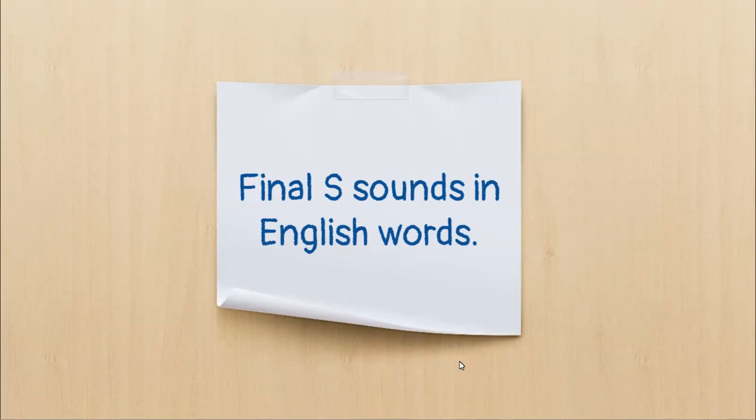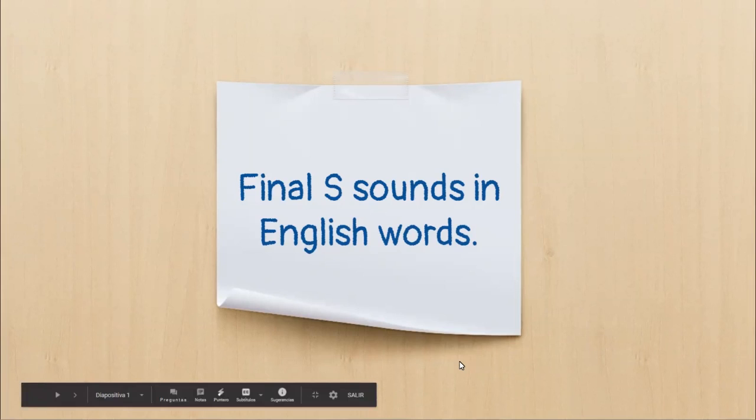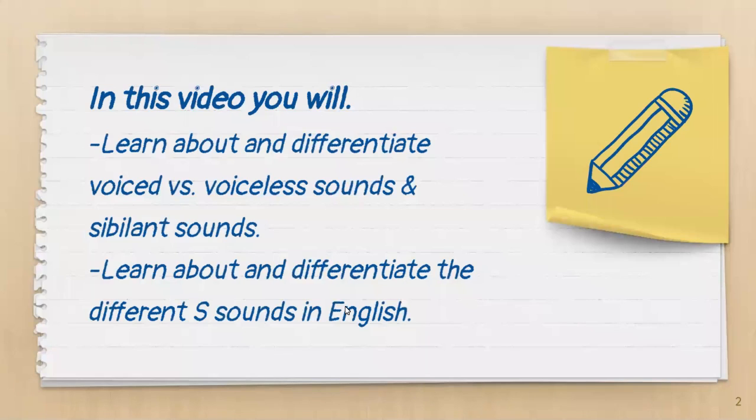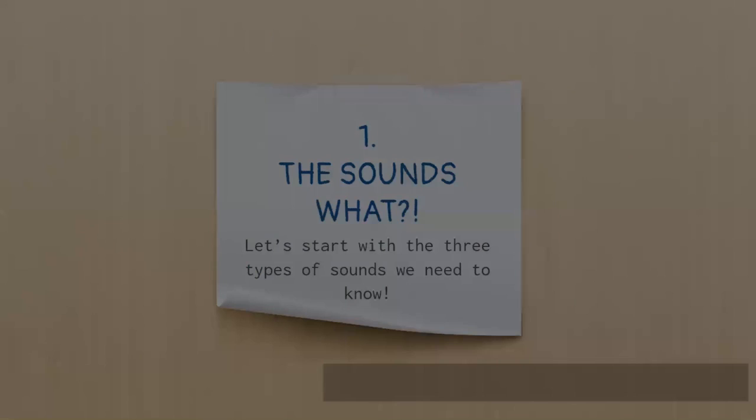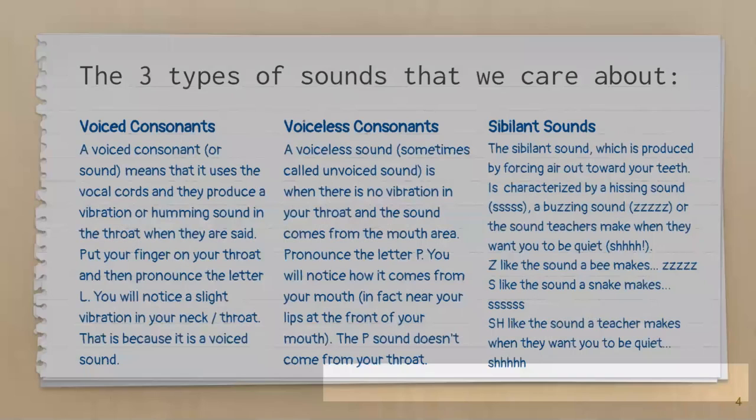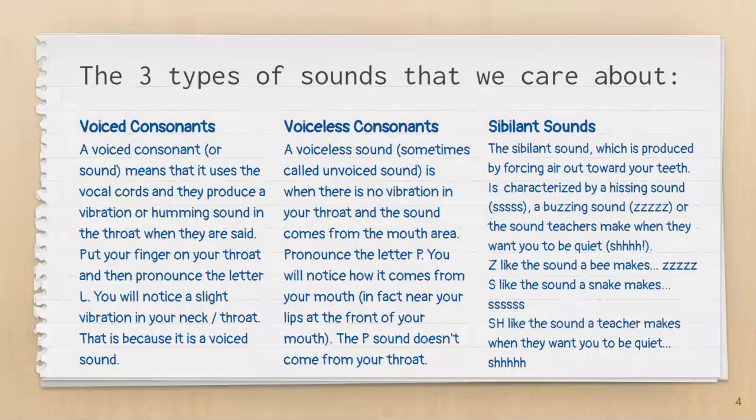Let's begin by taking a look at the three types of sounds, which are the voiced, voiceless, and sibilant sounds. Taking a closer look at the voiced consonants or sounds, we can learn that by producing these sounds, the throat should make a humming sound or sensation. To check if this indeed happens, all you have to do is slightly press your fingers to your throat and pronounce the letter L. You will notice a little vibration in your neck. That's proof of a consonant being voiced. Teacher Aníbal will continue by explaining the voiceless sound.